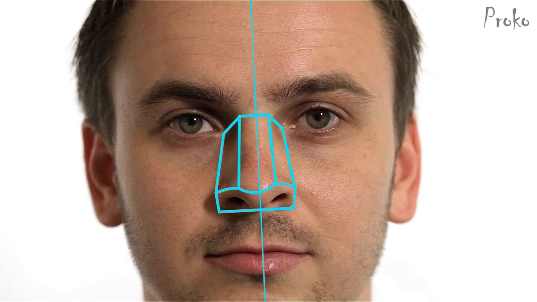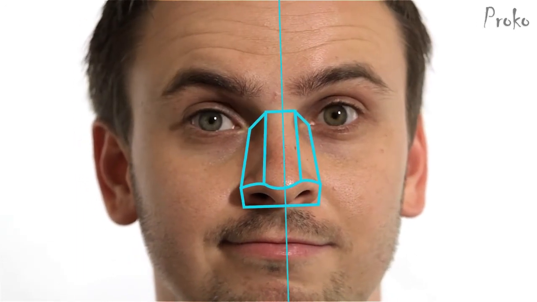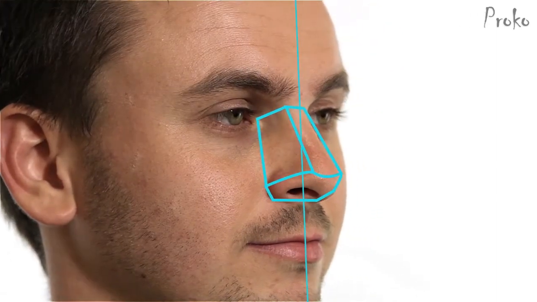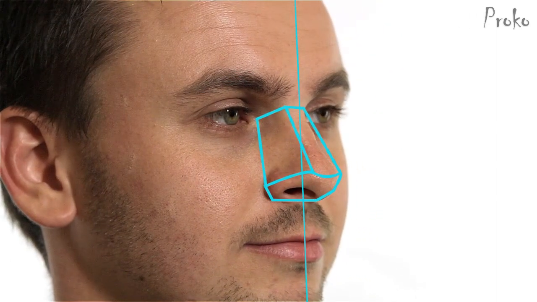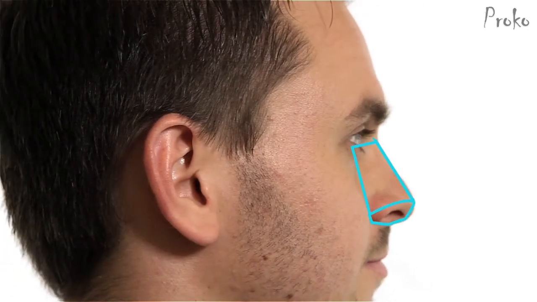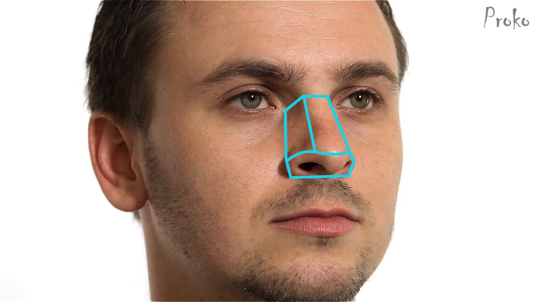From the front view, the tip of the nose is aligned with the center line of the face, and the side planes are the same width. As the head turns to the side, the tip of the nose will extend away from the center line. Because of foreshortening, the far side plane will get thinner, and the closer one will get thicker. At about 3/4 view, the further side plane is hidden, and eventually at side view, even the top and bottom planes are hidden.